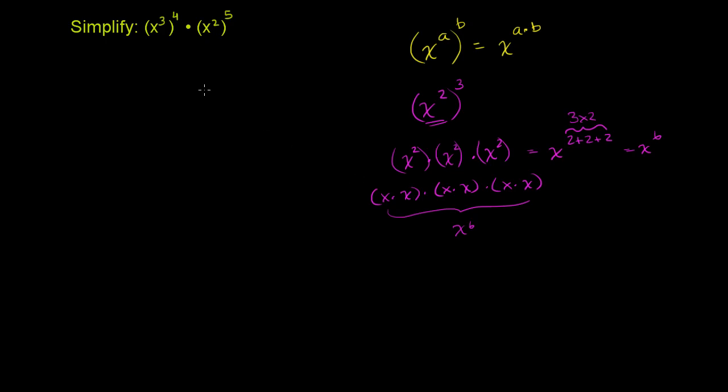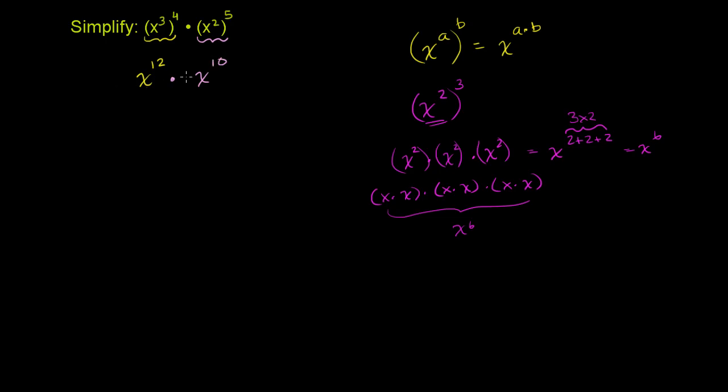So let's just use that power property on this expression right over here. We start off with x to the third raised to the fourth power. So that's just going to be x to the 3 times 4 power, or x to the 12th power. Then we're multiplying that by x squared raised to the fifth power. Well, that's just going to be x to the 2 times 5 power, or x to the 10th power.